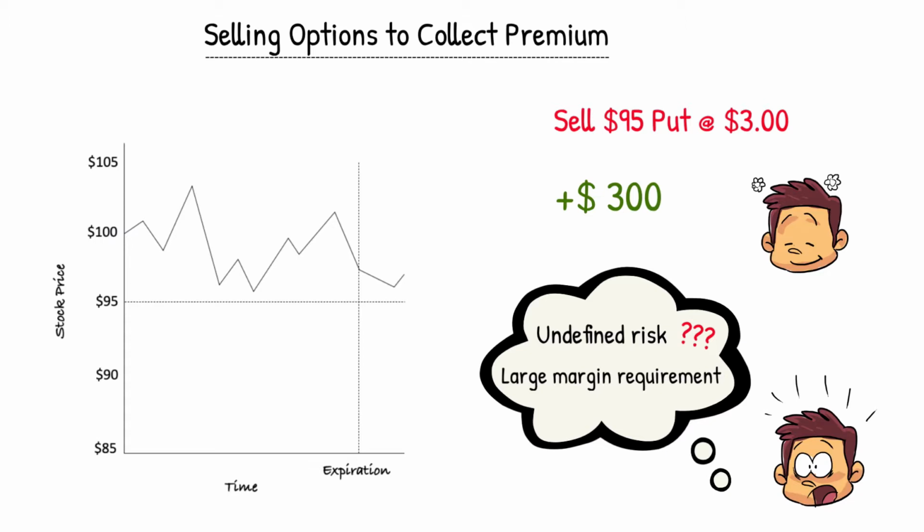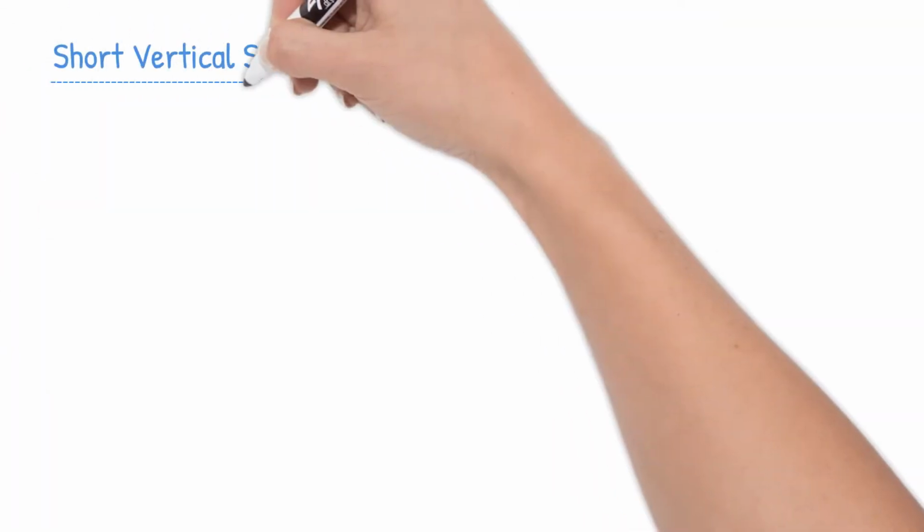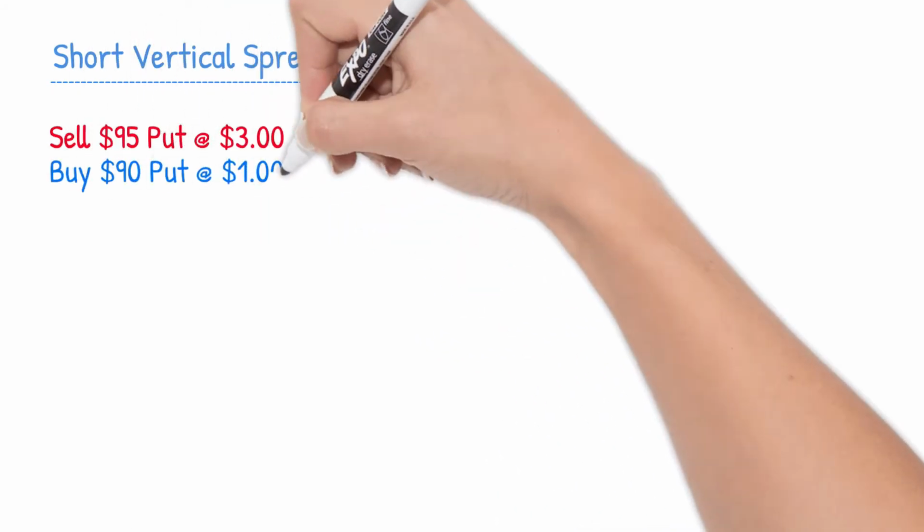Secondly, the margin or capital requirement to open this trade could be very large and therefore prohibitively expensive in small and medium-sized accounts. So, what can we do to solve these two problems? Okay, so instead of just selling the 95 put, let's also buy the 90 strike put for just $1. By doing so, we have created a short vertical put spread.